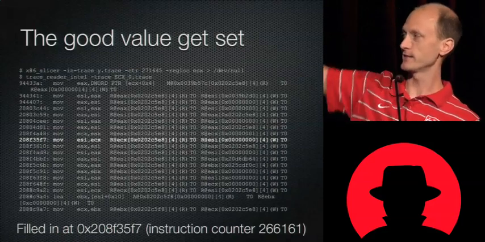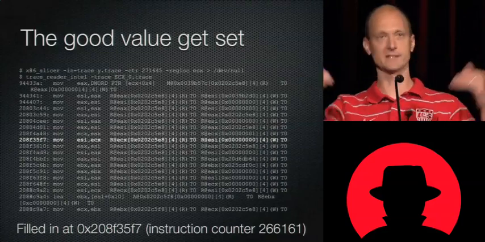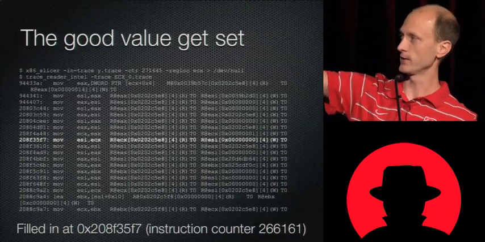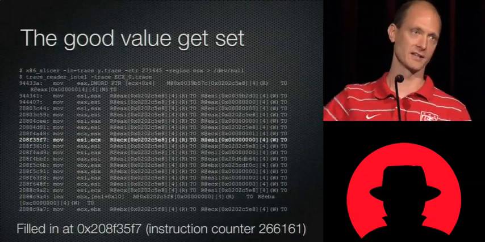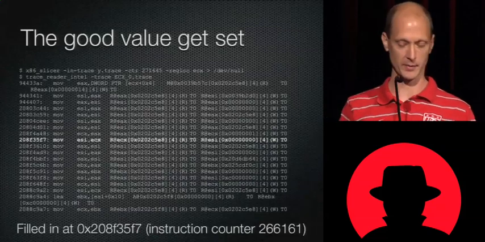Here, if you do the slice again, then you'll see, all of a sudden you can trace back the good value, and you can compare the slices from the good and the bad, and you can see exactly where the good value got set in the good trace. And then you can compare why that didn't happen in the bad trace.